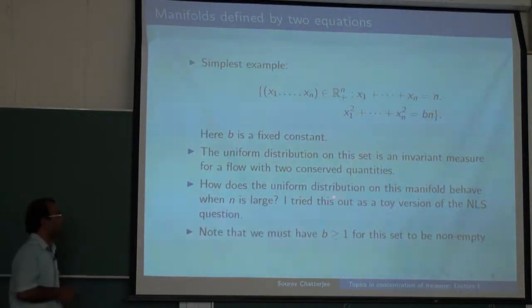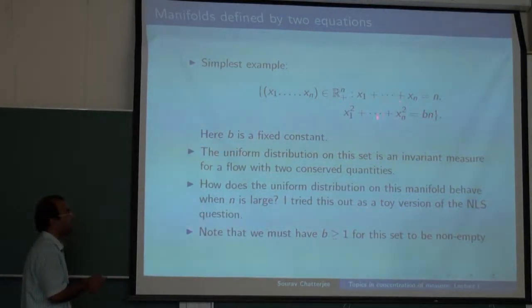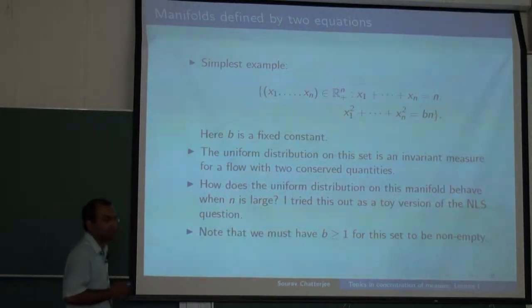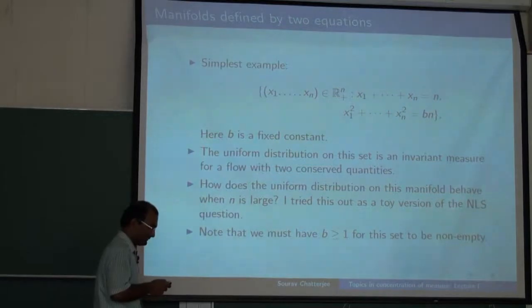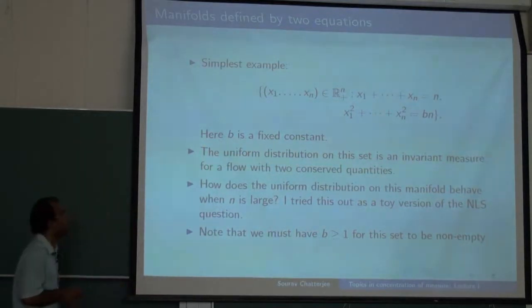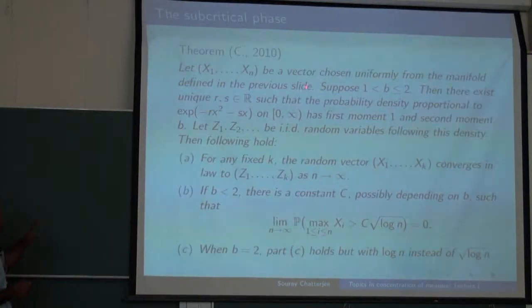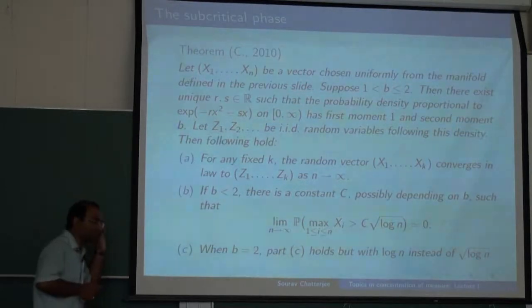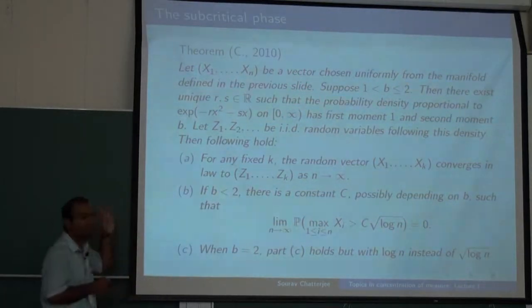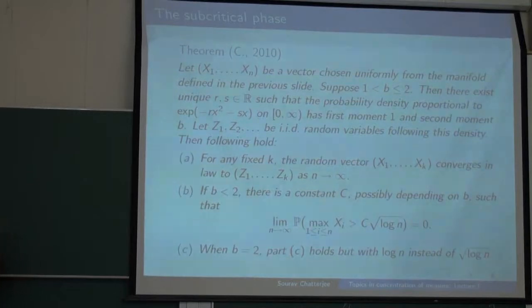Okay. So first of all, we note that B must be 1 or larger for this to be non-empty. By Cauchy-Schwarz, simple. If B is exactly 1, it's not interesting. All the xi's must be equal to 1. So B strictly bigger than 1 is the interesting case. Okay, so it turns out there is a phase transition. So here is the uninteresting case somehow. This is a subcritical phase.